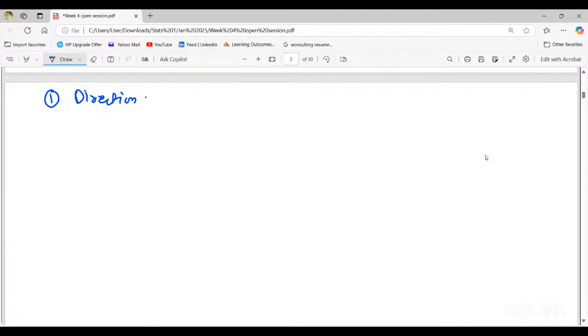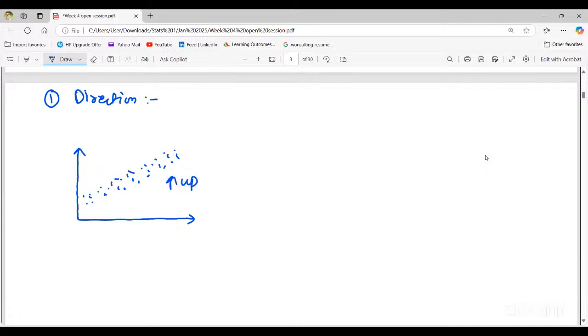Okay. So what do you mean by the direction? If my pattern... Okay. So if I'm having a scatter plot, so this is my scatter plot. Okay. So what is the direction? Up, right?